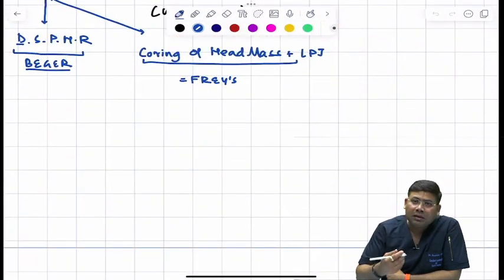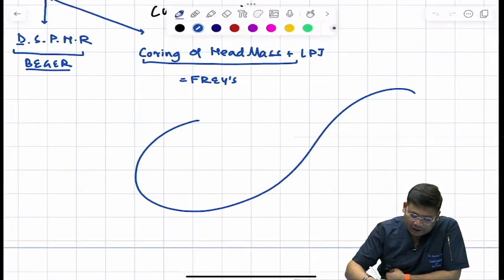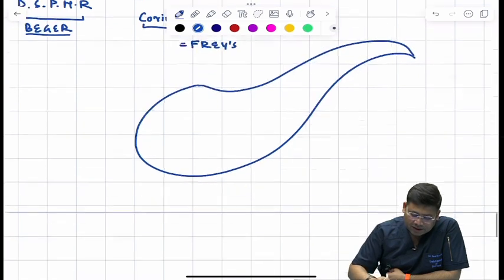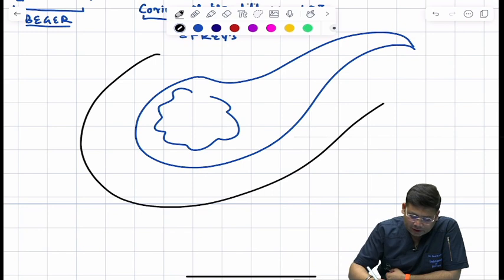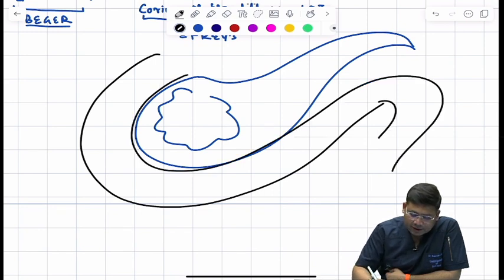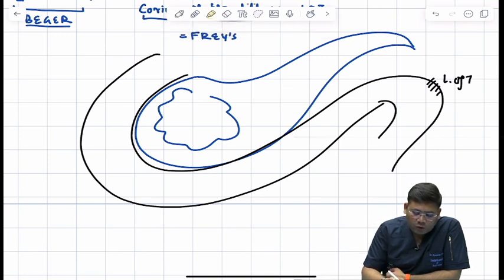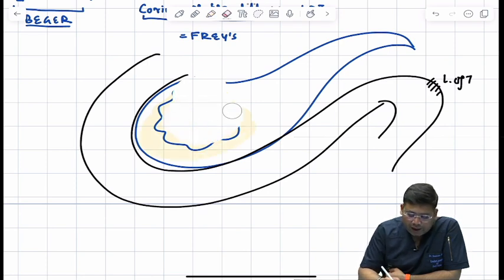When we talk about the Frey, what is Frey? Try to understand. Suppose if this is the pancreas and this is the head mass, you can understand this is the duodenum that we have, this is the pancreas, you can say ligament of Treitz. Now in Frey, you don't do the head resection. Imagine this is the pancreatic head, so you will just go and curate the head.